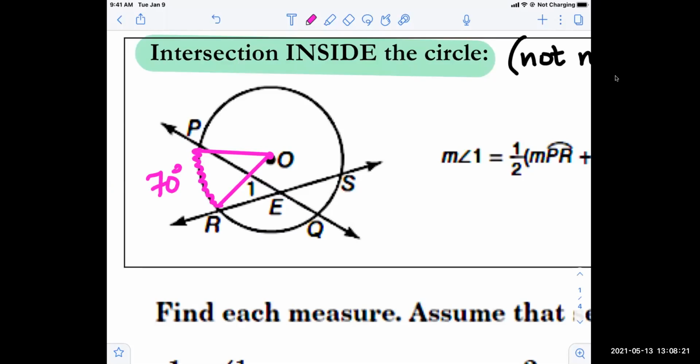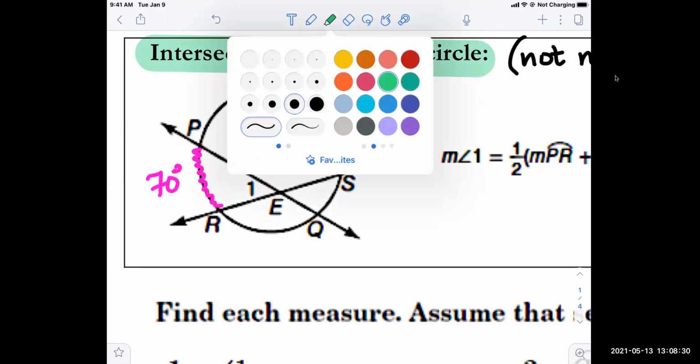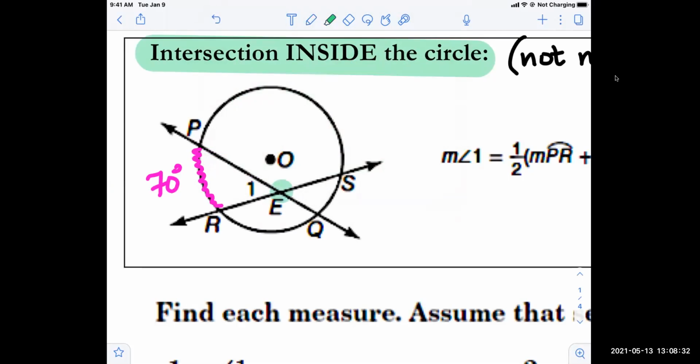That is 70 degrees. But because the vertex is not at the center of the circle, okay, our vertex is right there. It's inside the circle, but it's not at the center. We're going to have to use that arc and also the arc over here. So we're looking for angle 1. Okay, we're also going to use its vertical angle, and we have to average those two arcs.